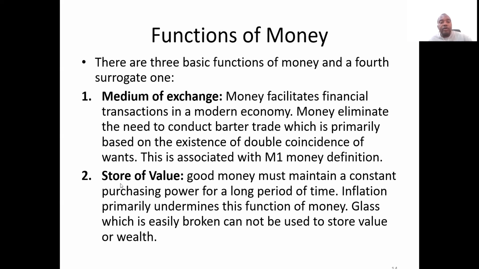And then next to move on to the store of value. Good money must maintain a constant purchasing power for a long period of time. And this function is undermined by inflation. Glass can't be used as money because it's easily broken and loses its shape or integrity. So it can't be used to store money, which is why in most economies, they prefer metals and paper to store value.